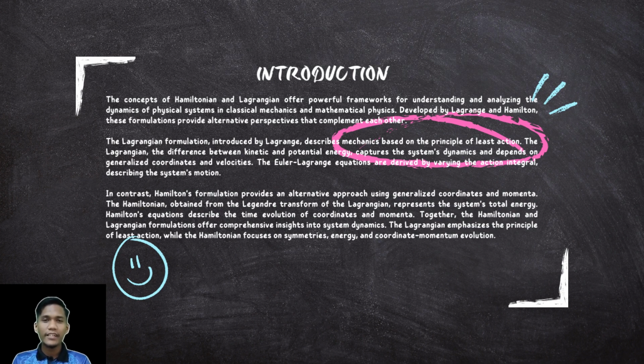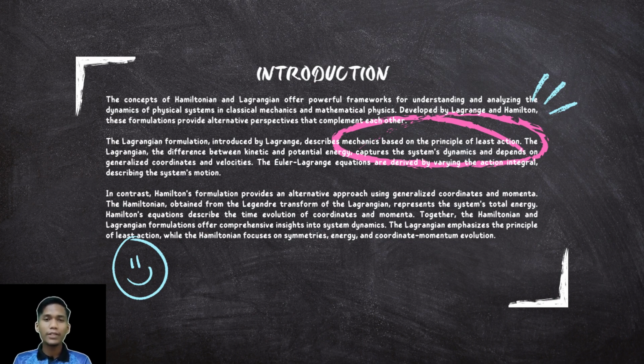The Lagrangian, the difference between kinetic and potential energy, captures the system's dynamics and depends on generalized coordinates and velocities. The Euler-Lagrange equations are derived by varying the action integral describing the system's motions. In contrast, Hamilton's formulation provides an alternative approach using generalized coordinates and momenta.